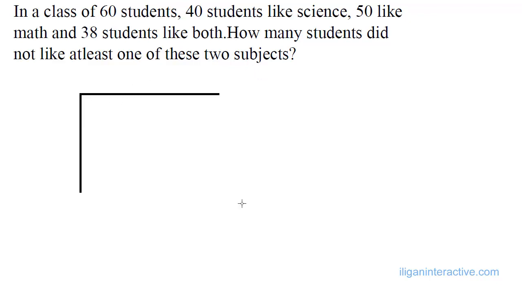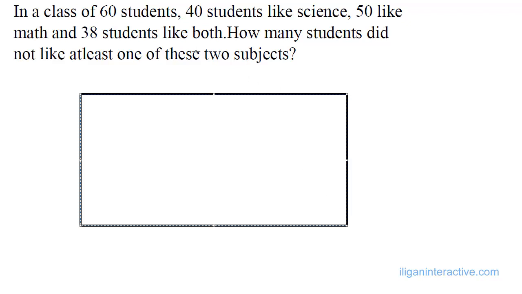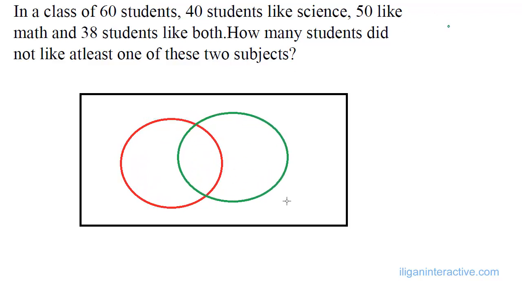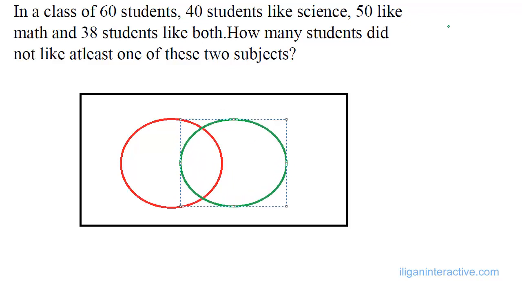A Venn diagram will have this as our universal set. In this case, all in all, there are 60 students. And now let's draw a circle that represents each of the two sets. In this case, let me have the red one as the students who like science and the green one as the students that like math.